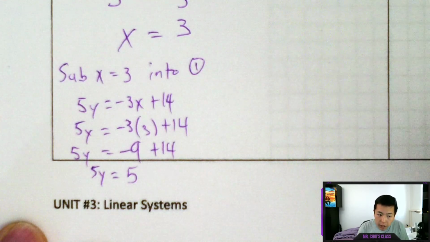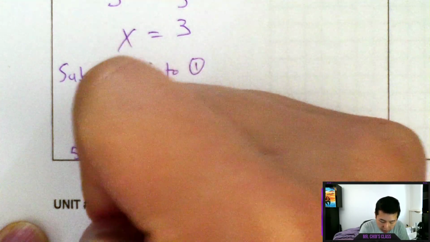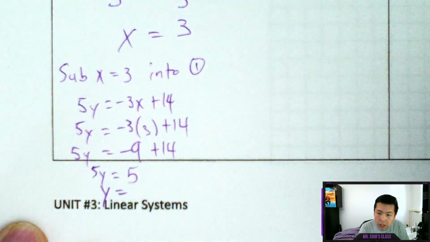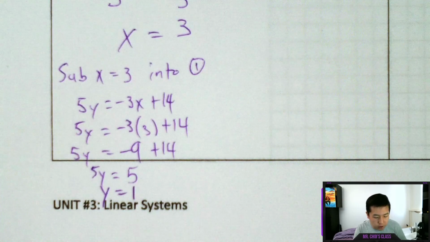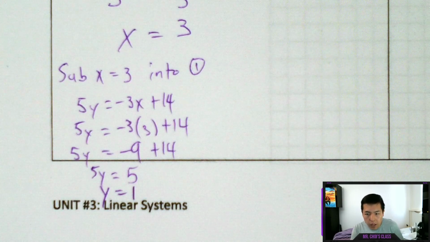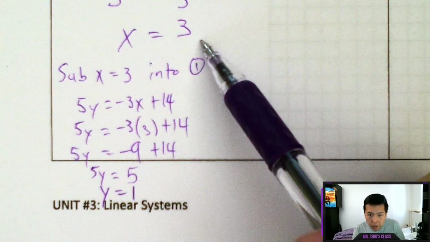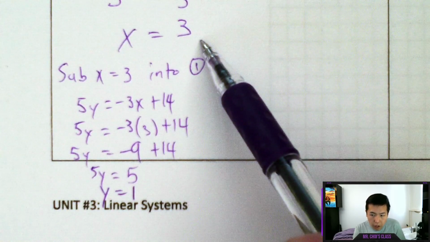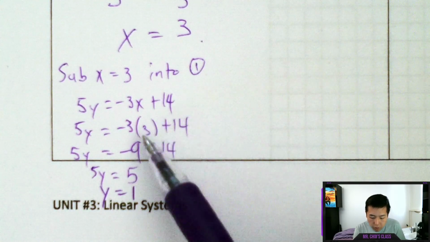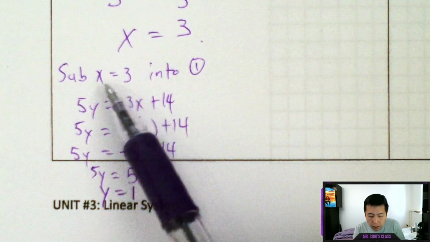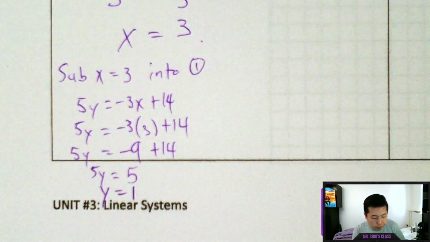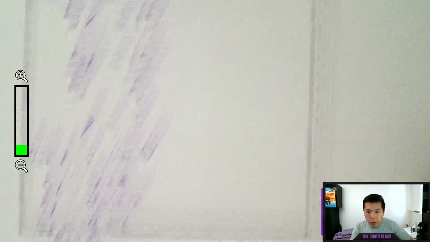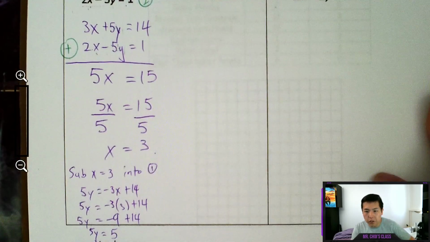Since I'm running out of space, I'm just going to write the answer for y. You should get y equals 1 as your answer there. So I'm subbing my answer of x equals 3 into equation 1, replacing my x with what I said it was, and I'm solving for y, and I get y equals 1. So now we check our work. That's our first half of our solving.